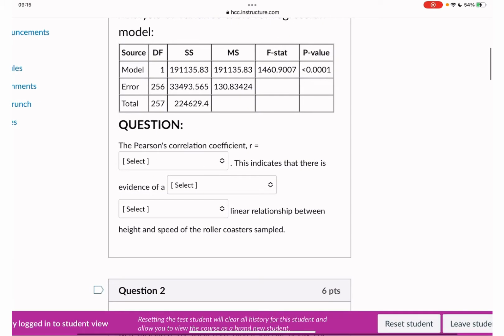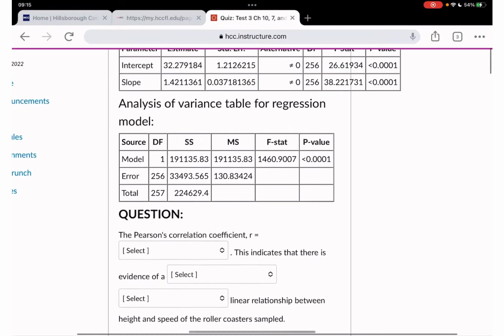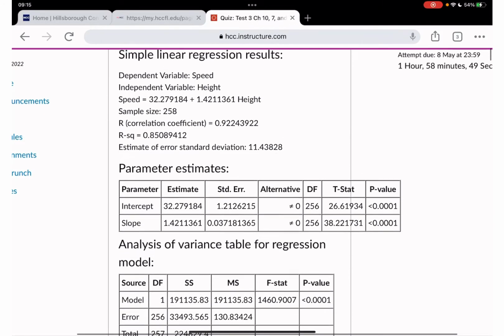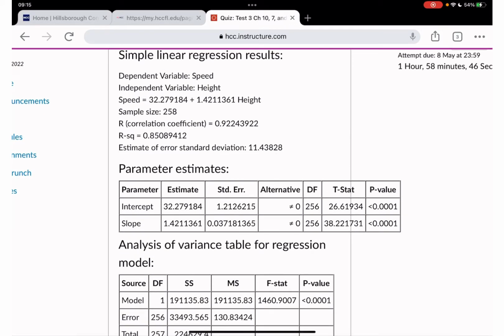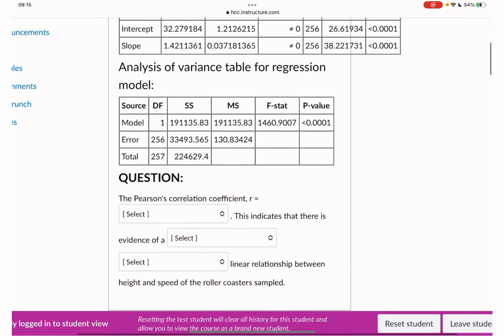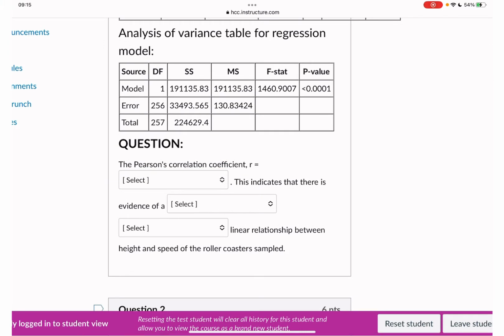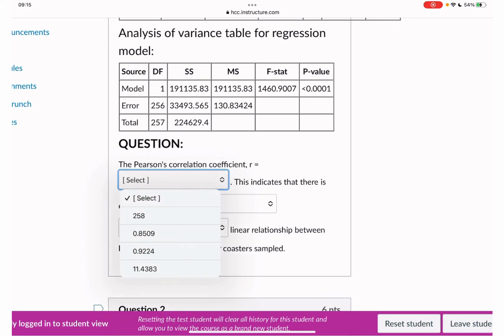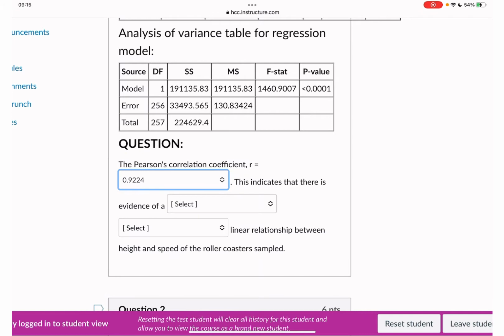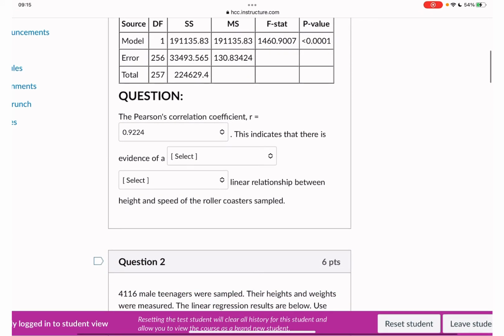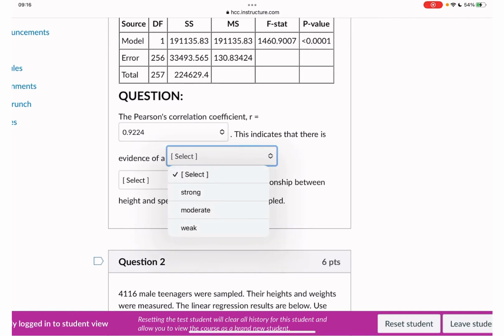The Pearson correlation coefficient R. This R is here, 0.922. Let me see how many decimals they want. Oh, the answer is given. We need to choose it. That's better. 0.9224, here it is. Okay. That indicates that, so 0.9224 means it's strong because it's close to 1, right?